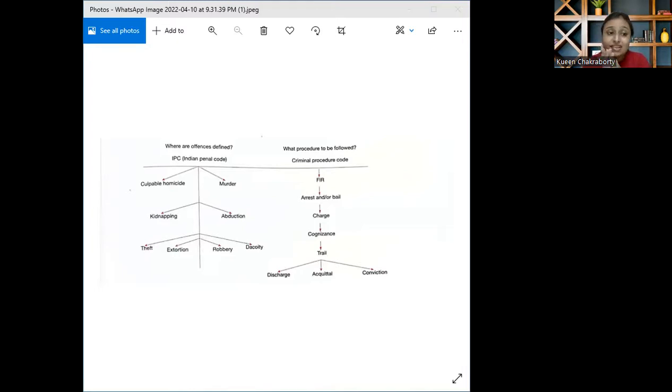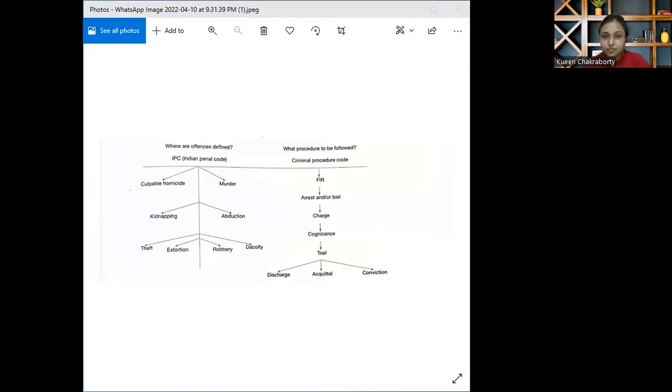Next, coming to anticipatory bail. This is also a form of bail. What's anticipatory bail? Section 438 of the Criminal Procedure Code empowers the High Court and the courts of session to grant anticipatory bail. That is, a direction to release a person on bail issued even before the person is arrested. That is called anticipatory bail.